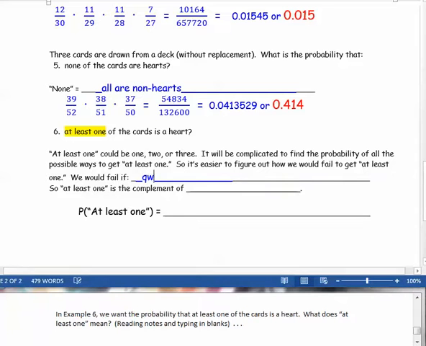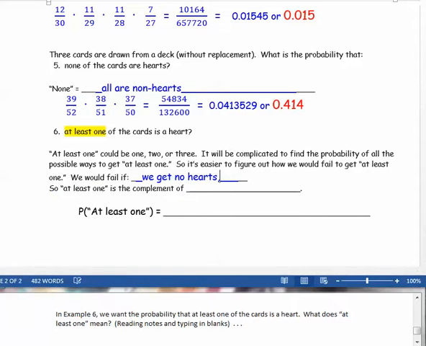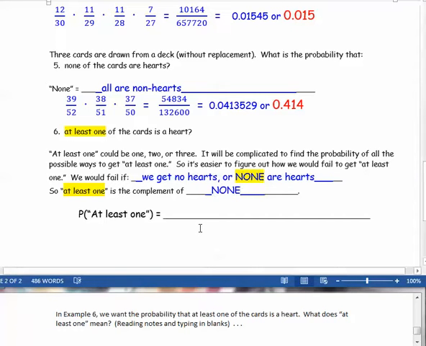So we fail if we get no hearts, or none of them are hearts. At least one and none are complements of each other, because we'll always have exactly one of those situations. Either at least one is a heart or none is a heart. So at least one is the complement of none. Our formula for complement is to subtract from 1. So the probability of at least one is going to be 1 minus the probability of none. And that's a formula.